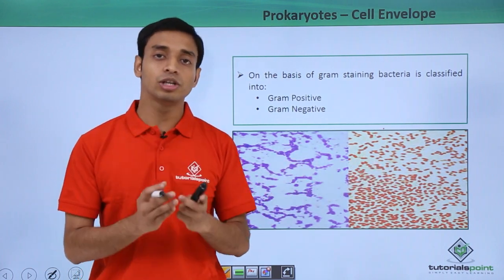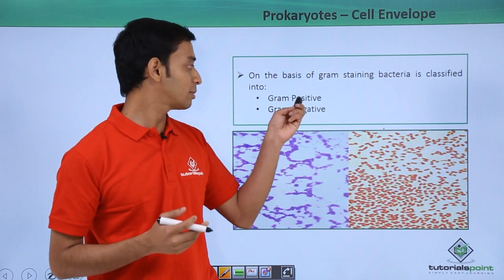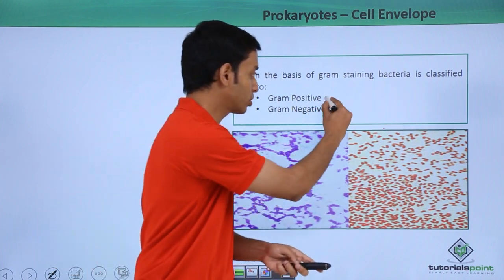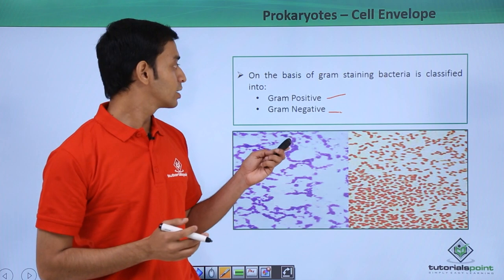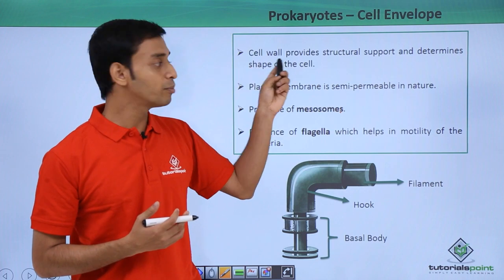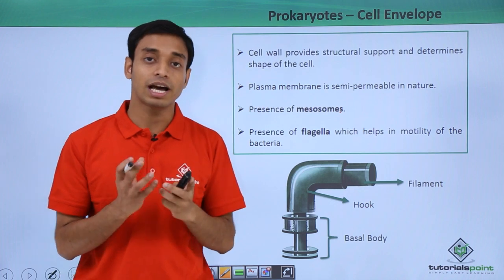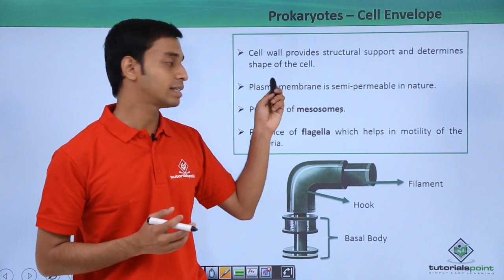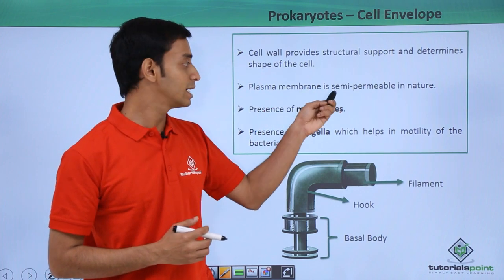This staining is absolutely based on the typical structural composition of the cell wall of gram positive and gram negative bacteria. So we can understand that the cell wall composition of the gram positive is absolutely different from the cell wall composition of the gram negative bacteria. Now the prokaryotic cell wall or the cell envelope provides structural support. This is very important and also determines the shape of the cell, how the cell is going to look like. The shape of the cell is given by the cell wall or the whole unit of the cell envelope.